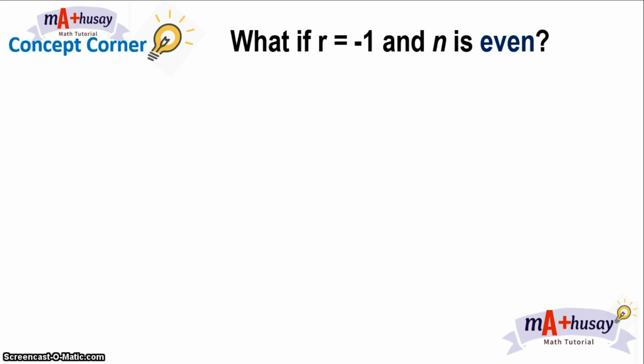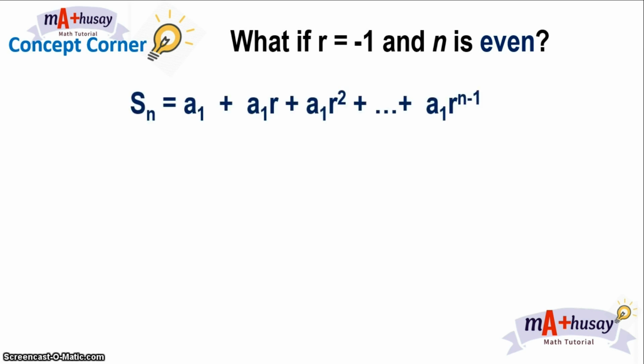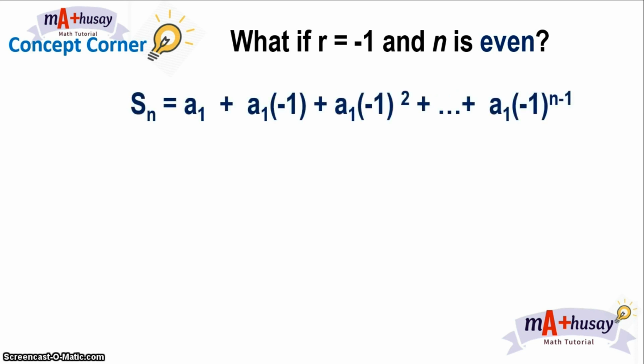This time, what will happen if r is equal to -1 and the number of terms in the given sequence is even? Again, we will add the terms in the geometric sequence in this way. Now, if r is equal to -1, we have S sub n equals the first term plus the first term times -1 plus the first term times -1 squared, up to the last term of the given sequence, which is the first term times -1 raised to n minus 1.